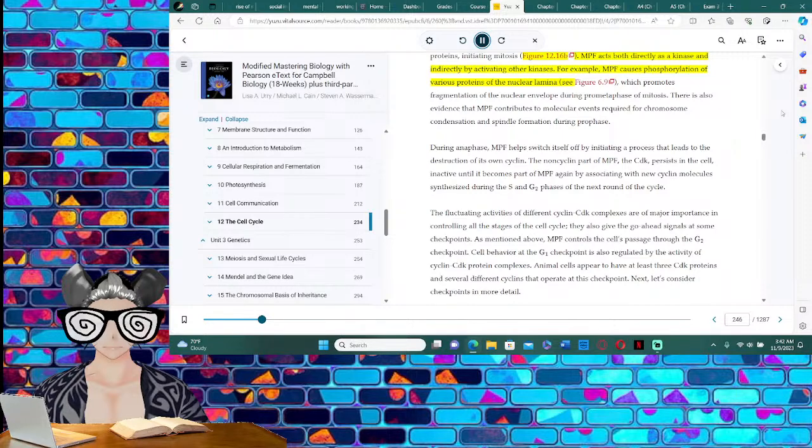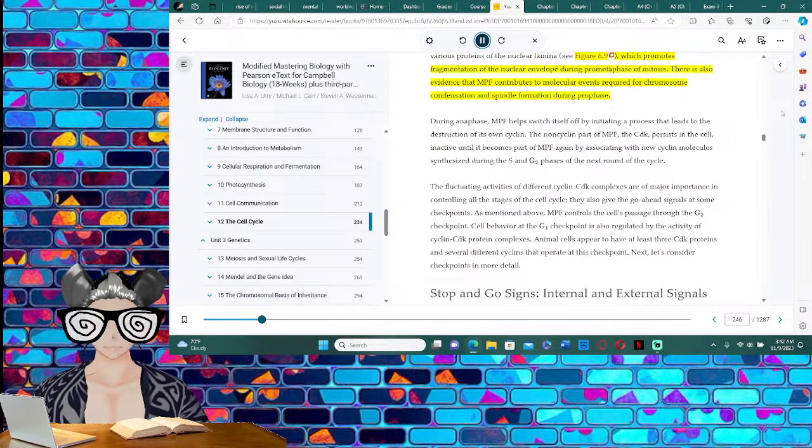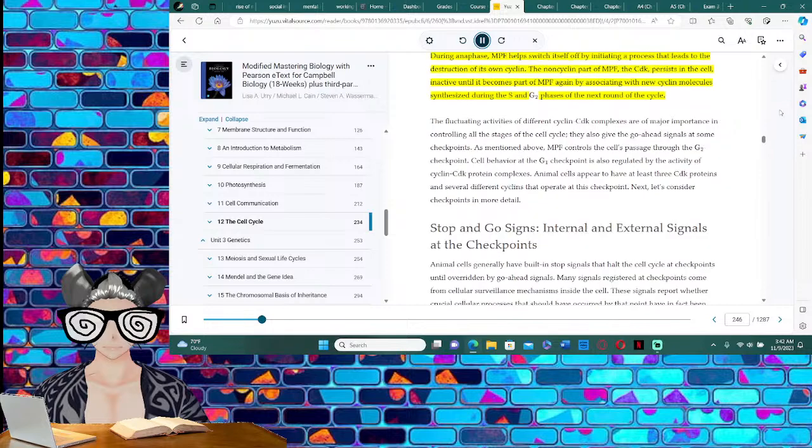For example, MPF causes phosphorylation of various proteins of the nuclear lamina (see Figure 6.9), which promotes fragmentation of the nuclear envelope during prometaphase of mitosis. There is also evidence that MPF contributes to molecular events required for chromosome condensation and spindle formation during prophase. During anaphase, MPF helps switch itself off by initiating a process that leads to the destruction of its own cyclin. The non-cyclin part of MPF, the CDK, persists in the cell, inactive until it becomes part of MPF again by associating with new cyclin molecules synthesized during the S and G2 phases of the next round of the cycle.